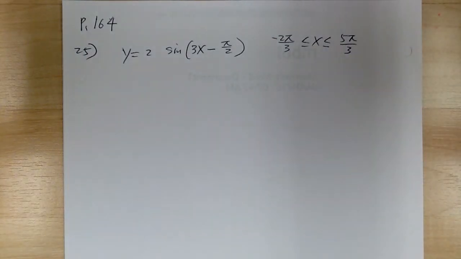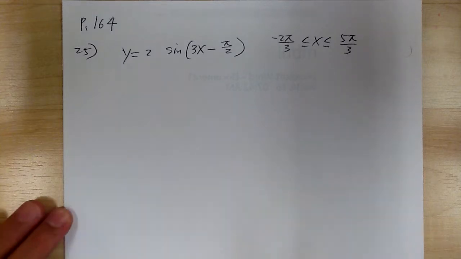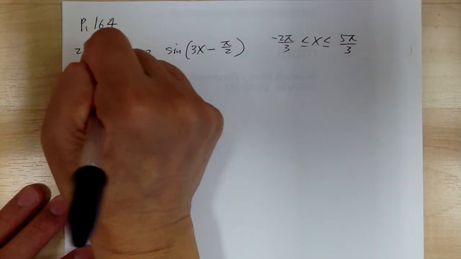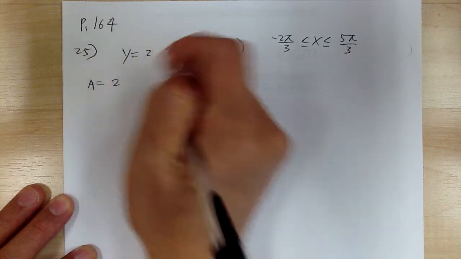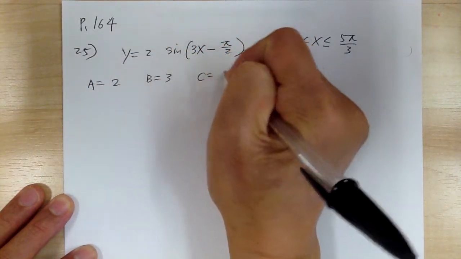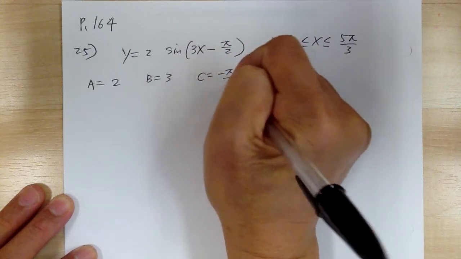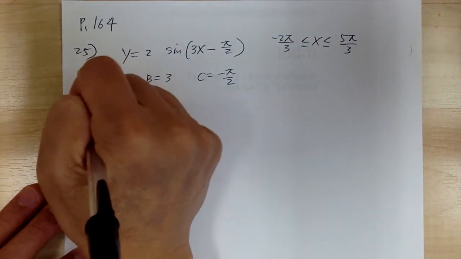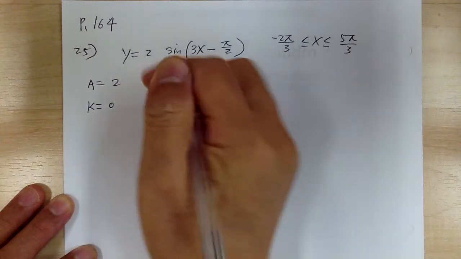So every problem you're going to go through exactly the same steps. Okay? So first you have to get all the information. So get A. So A is 2. That's the B, equal to 3. The C, including the negative, so it's negative pi over 2. And you get K. So K equal to 0.